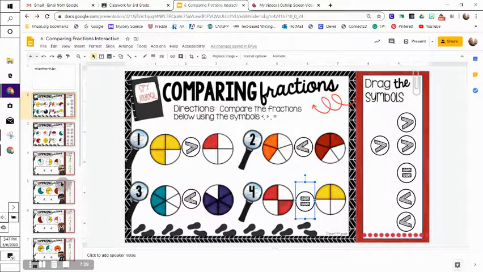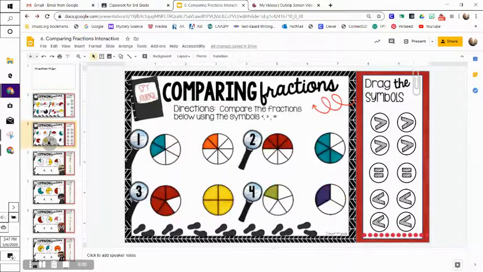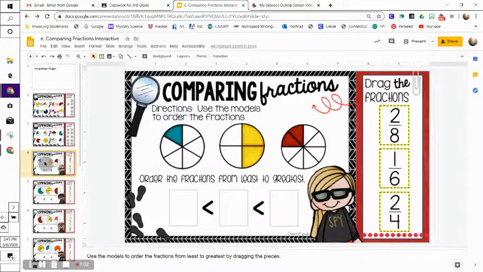Going to slide number 3, it is the same thing. So you're going to do the same thing for slide number 3. Now, slide number 4 looks a little different. It says, use the models to order the fractions. So over here, you have to drag the fractions. It says order the fractions from least, which means the smallest, to the greatest, which means the biggest.